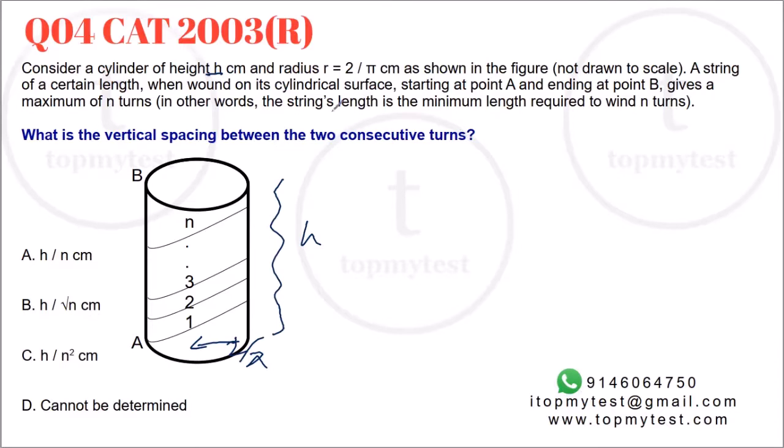In other words, the string's length is the minimum length required to wind n turns. So it is very tightly wound. What is the vertical spacing between 2 consecutive turns? So you have h is the height and it is divided into n parts. So between two consecutive spacing, the distance will be h by n. Pretty straightforward. Job done.